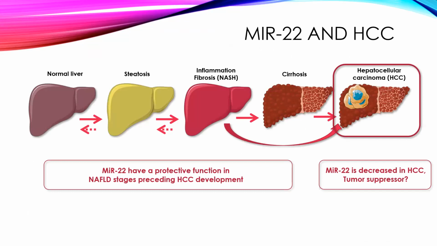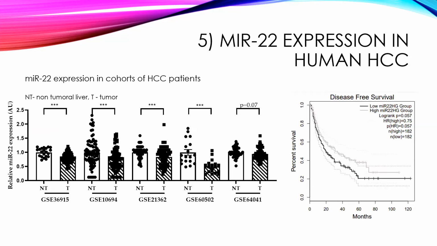As a reminder, as I said in the beginning, microRNA-22 is always decreased in HCC samples compared to the non-tumoral part of the tissue. And we were wondering if this microRNA could actually be a tumor suppressor in the liver. So the first thing we wanted to know was whether we can confirm all the publications that we saw so far about microRNA-22 being lost in HCC. We took different data sets of cohorts of patients that had HCC, and we measured the expression of microRNA-22 in the non-tumoral part of the liver versus the tumoral part of the liver.